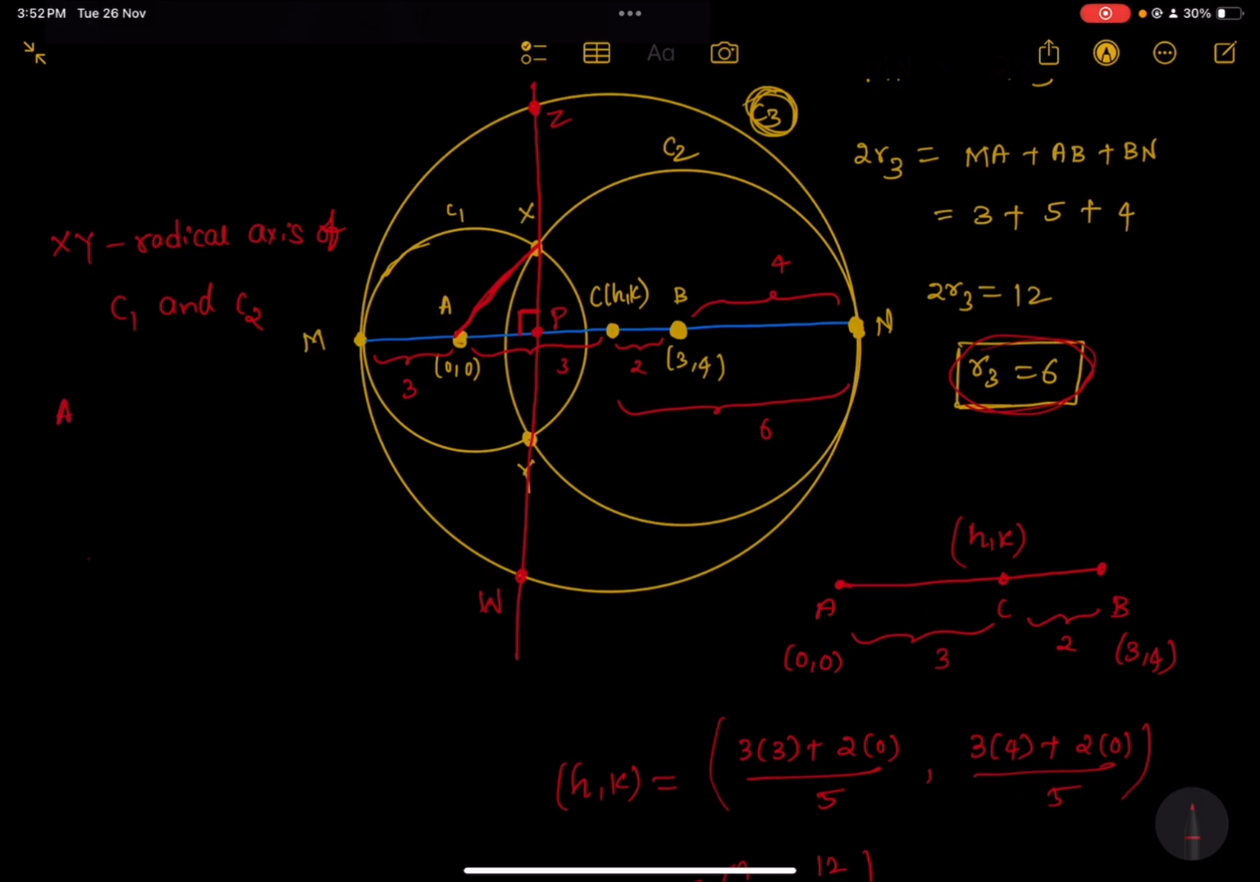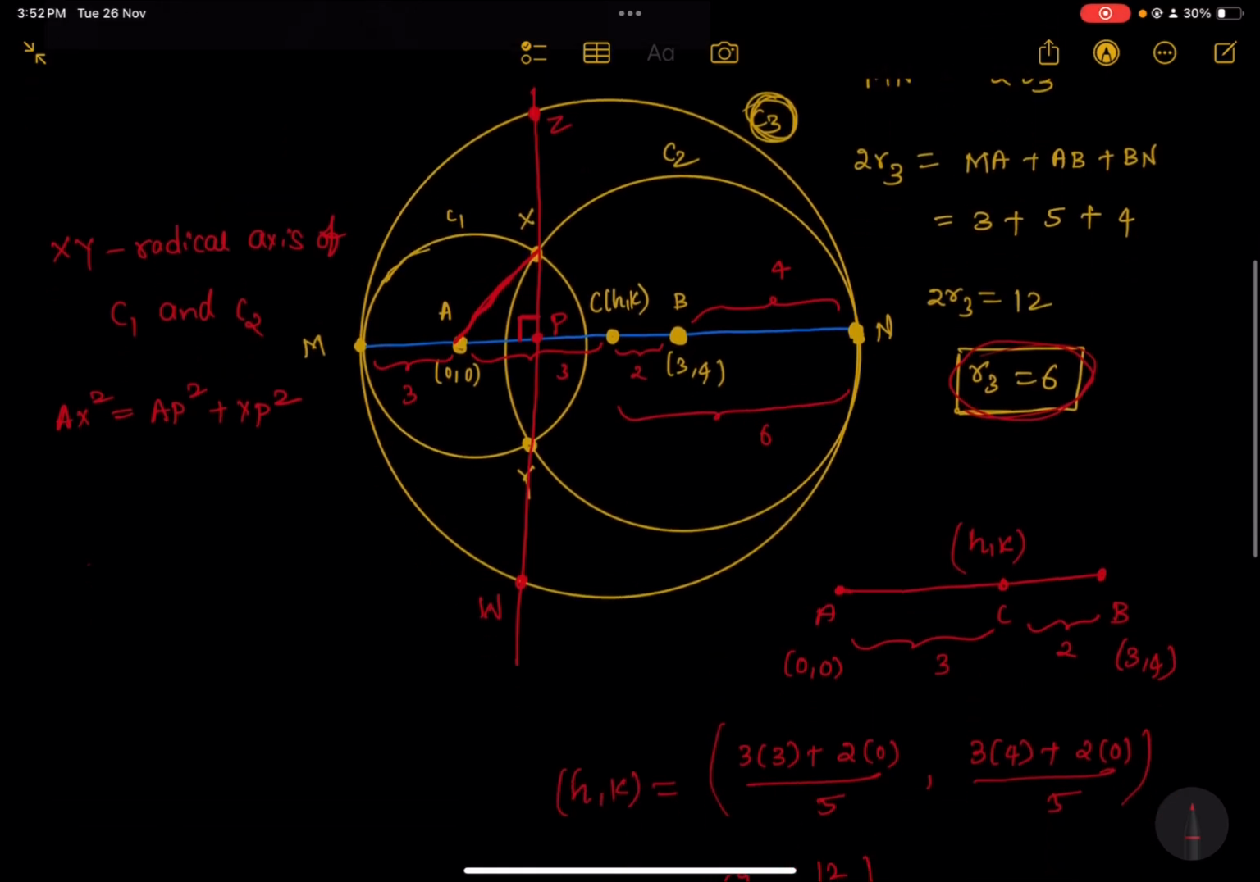Now, in triangle AXP, we can apply the Pythagoras theorem. AX square is equal to AP square plus XP square. Let us also find out the equation of XY first. XY is the radical axis. So how do we find the equation of the radical axis?